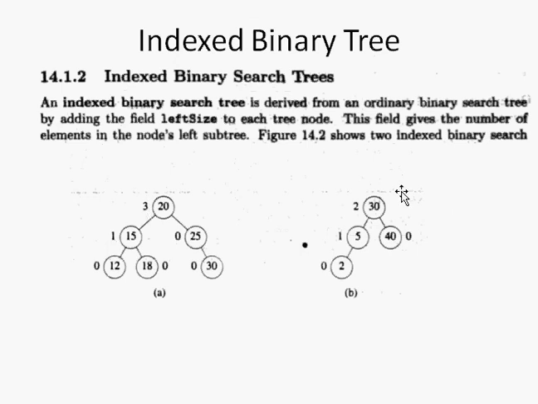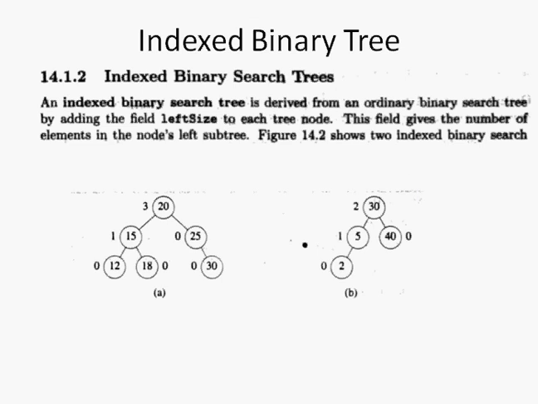Similarly for this tree, if we consider this node, in the left subtree there are 2 elements, so we write 2 here. And with respect to this node, it has one left child, so we write 1 here. And this is a terminal node, it does not have any element, so we write 0. Okay, so this is the indexed binary tree.